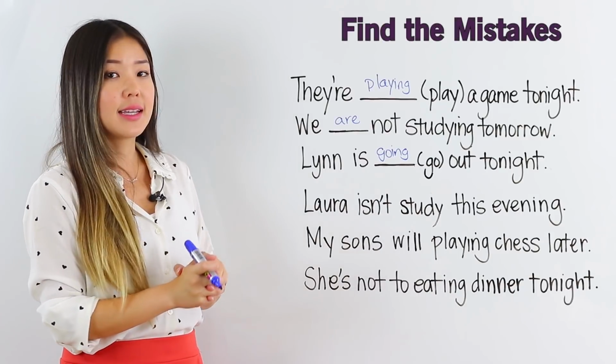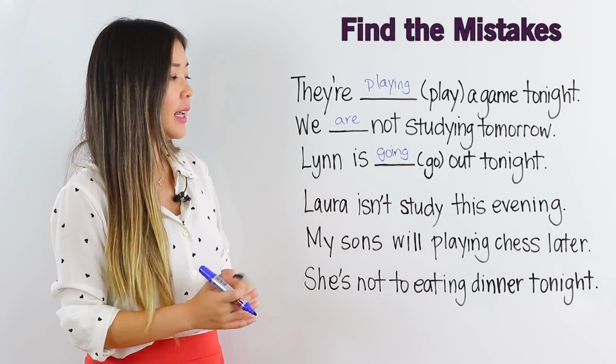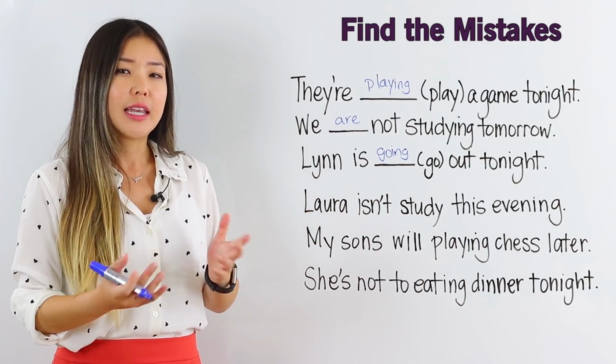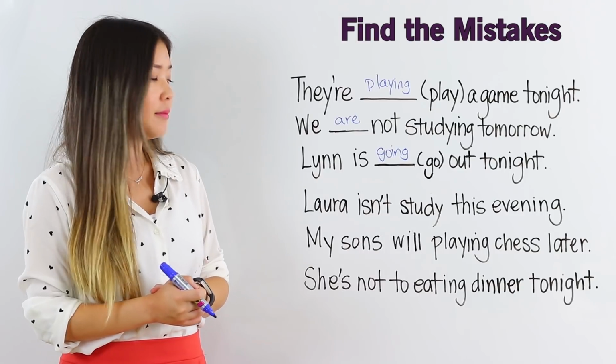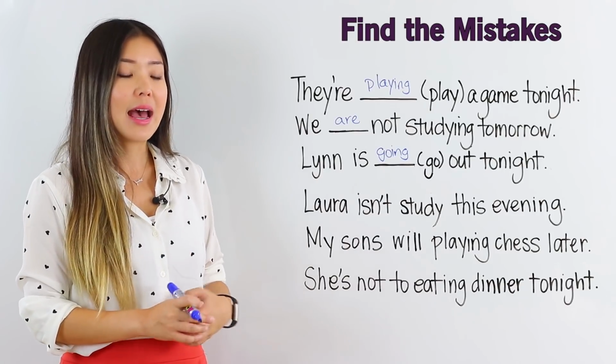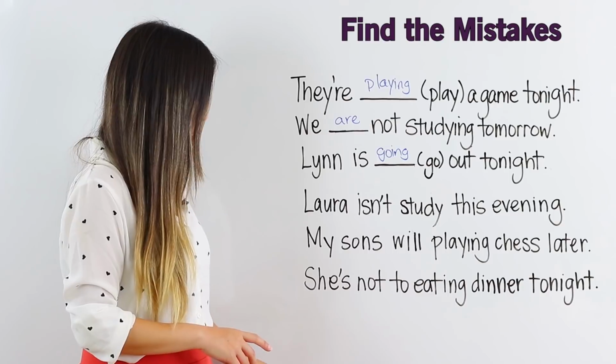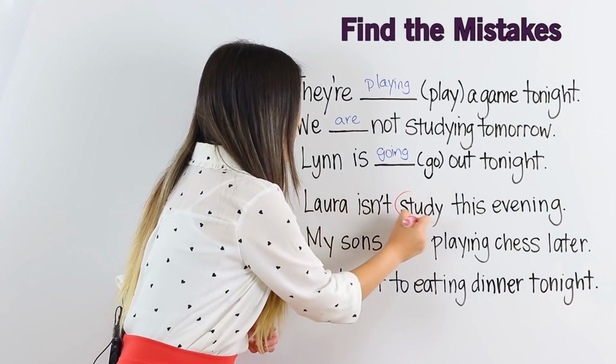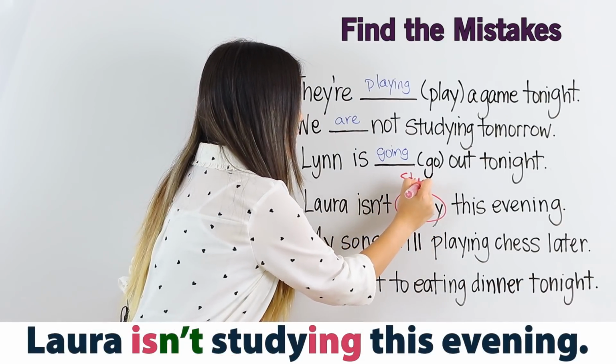The next sentence says, Laura isn't study this evening. Can you find the mistake? Remember, we have to add ing to the end of the verb. So we need to say, Laura isn't studying this evening.